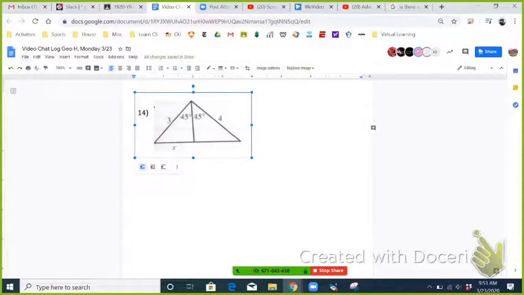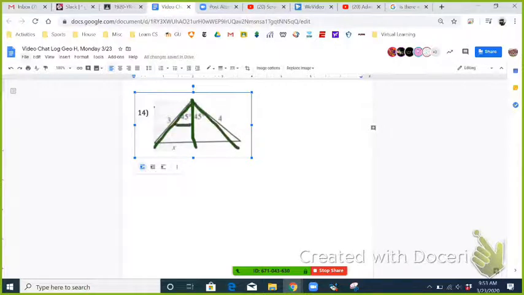Number 14 on the homework here, find x. So I noticed two things going on in this problem. We have a right triangle, where we know that these lengths form a right triangle because this angle right here is 90 degrees. Alright, I also notice that we have an angle bisector here.